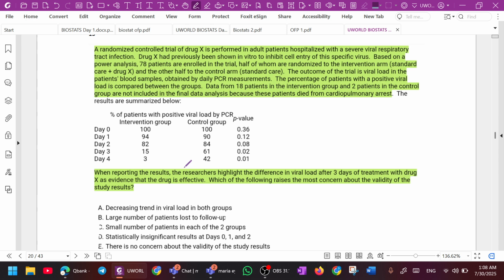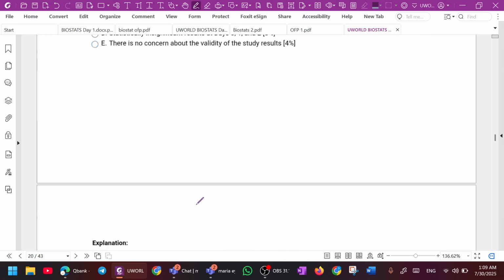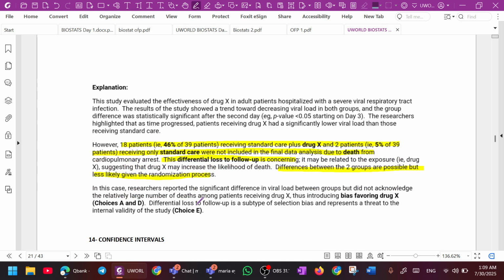I think it's B for some reason. I'm not sure, I don't know the answer on this one. Decreasing trend in viral load in both groups. Yeah, I guess. I'm between A and B, but I'm going more with B. Let's see. It's B. Okay, let's see how they explain it. I can explain it, but maybe you explain it in your way, then it is easy to remember.